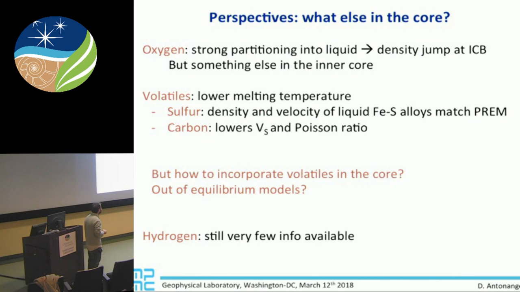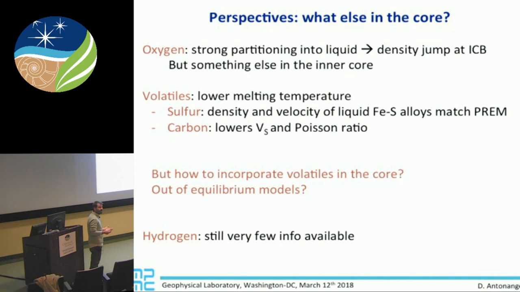For instance, I was showing that volatiles provide a very effective way to lower the melting temperature. Sulfur has been observed to have, especially for liquid iron-sulfur alloys, density and velocities matching PREM for the outer core. There are indications coming both from static compression and dynamic compression. For carbon, studies have mostly looked at carbides, so by far too much carbon, an end member. But the indication is that carbon lowers the shear velocity and the Poisson ratio of the solid inner core, so qualitatively it goes in the right direction.